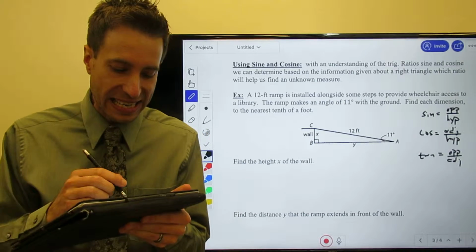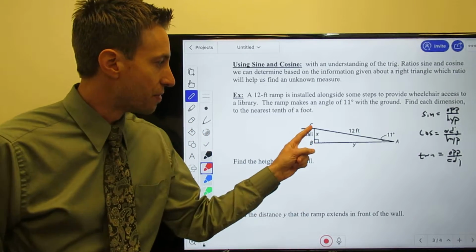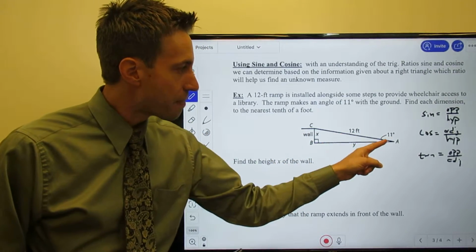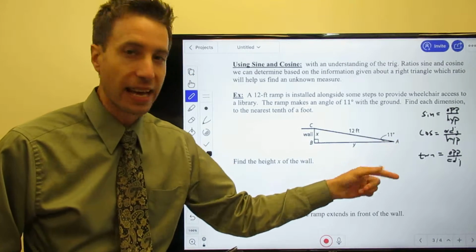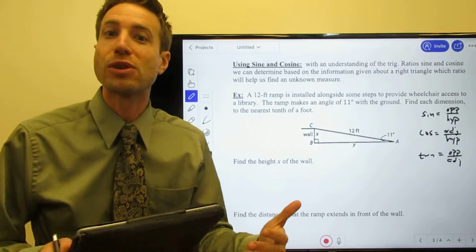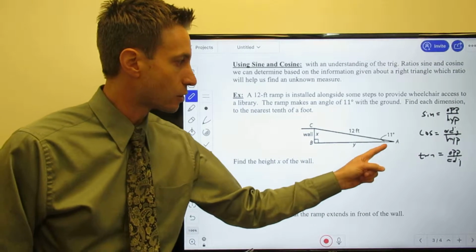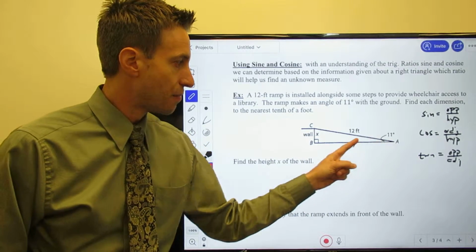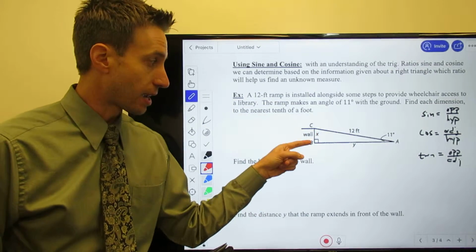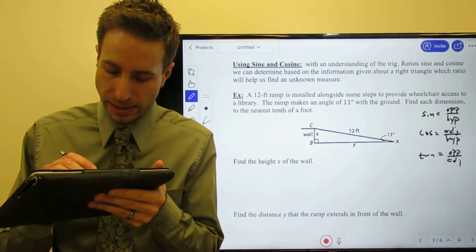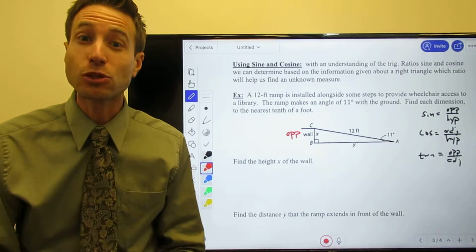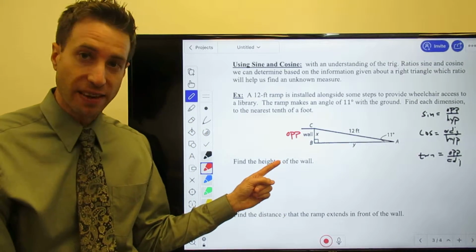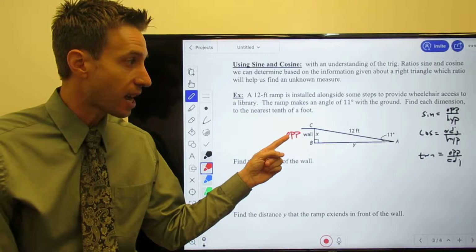Well, let's go ahead and label our triangle. This is my right triangle. I've been given this angle A down here. I know angle A. It's 11 degrees. So now what does that make each of the sides? Well, if this is the angle, that means that x, the height of the wall, is the opposite side. And that's what I'm solving for. They want me to find the height of the wall, which is the opposite side.